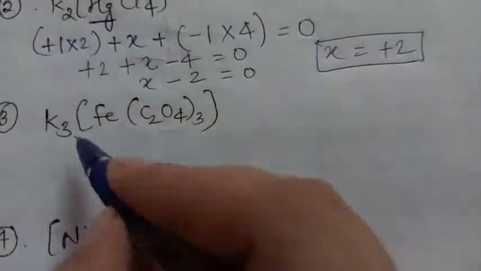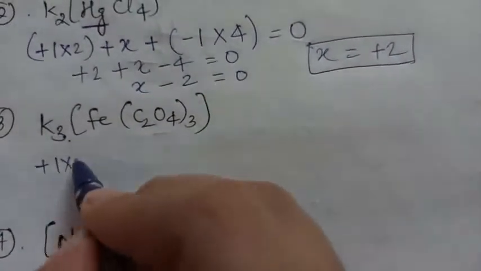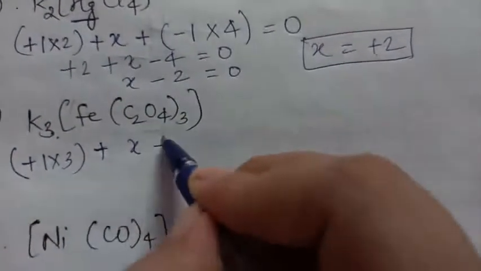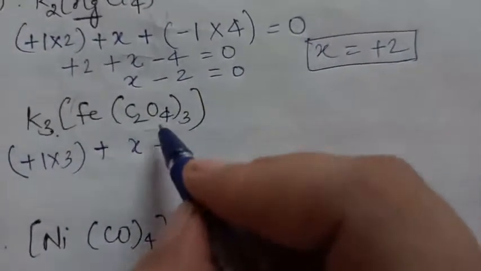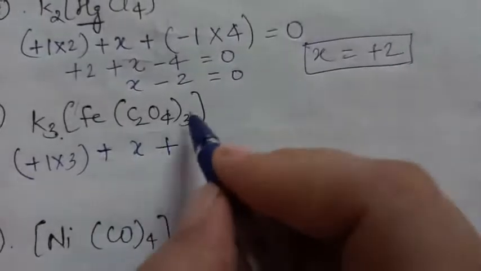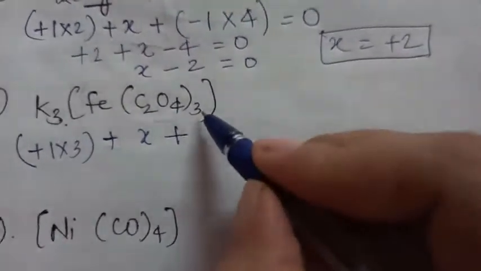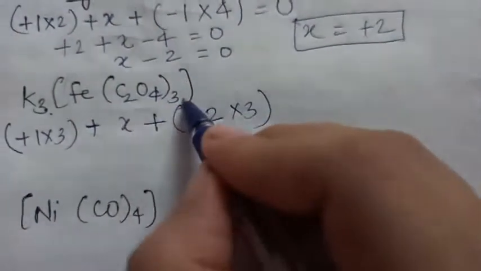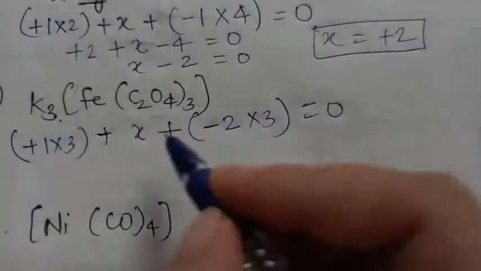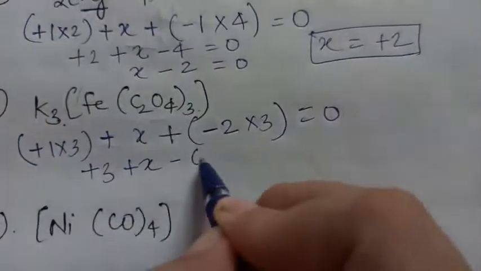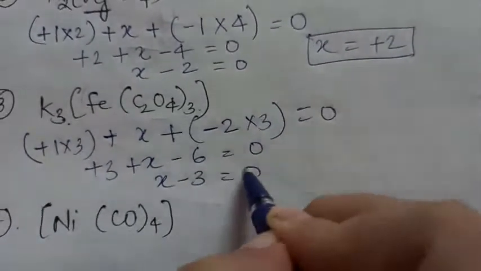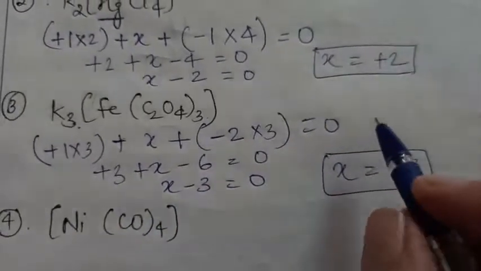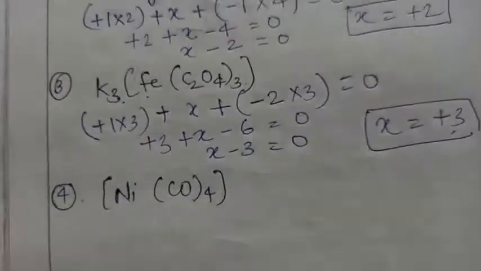Now see the third example. Here 3 potassium are there. So +1 into 3 plus the central metal atom is iron. So you write X for that, plus this is oxalate, C2O4, 2 minus is the charge. So one oxalate has -2 charge, but here we have 3. So -2 into 3 will give you the charge on 3 oxalate ions is equal to 0. So +3 plus X minus 6 is equal to 0. X minus 3 is equal to 0, and hence you have got X is equal to +3. So this is the oxidation state on iron in this compound.